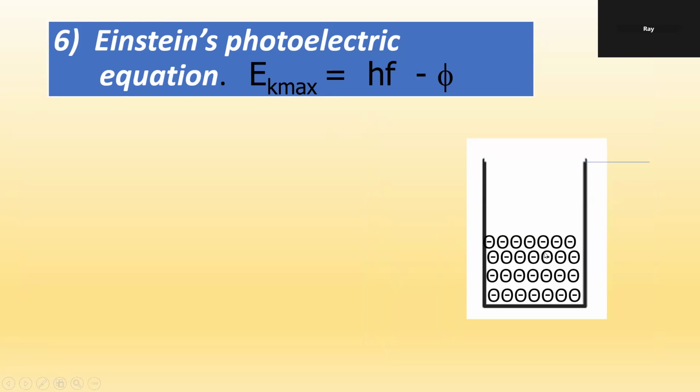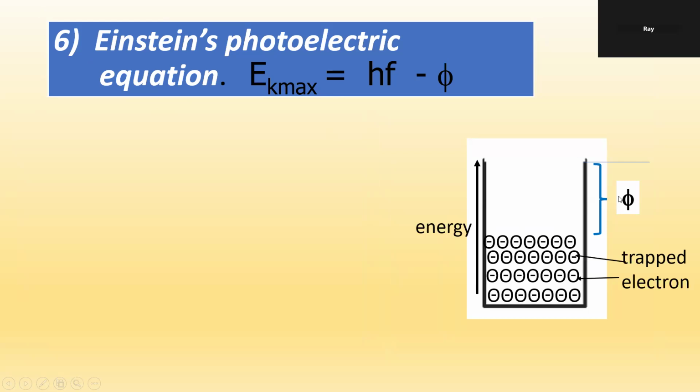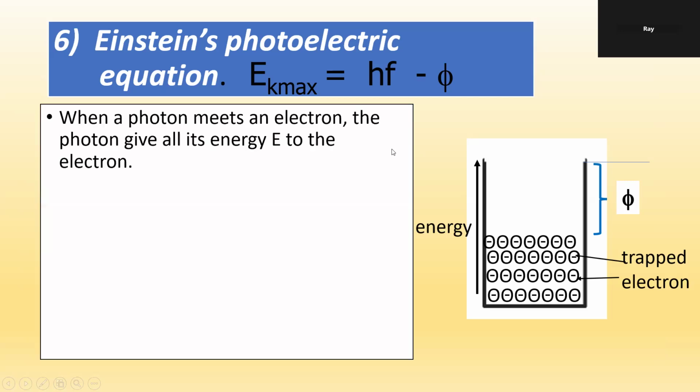When a photon meets an electron, the photon gives all its energy to the electron. It cannot give part of it only. It gives completely or none at all. If the energy is not enough, it will just pass through. That's the energy of the photon. So by conservation of energy, photon energy equals the maximum kinetic energy of the emitted electron plus the work function. Electron is emitted with a maximum kinetic energy, EK max.